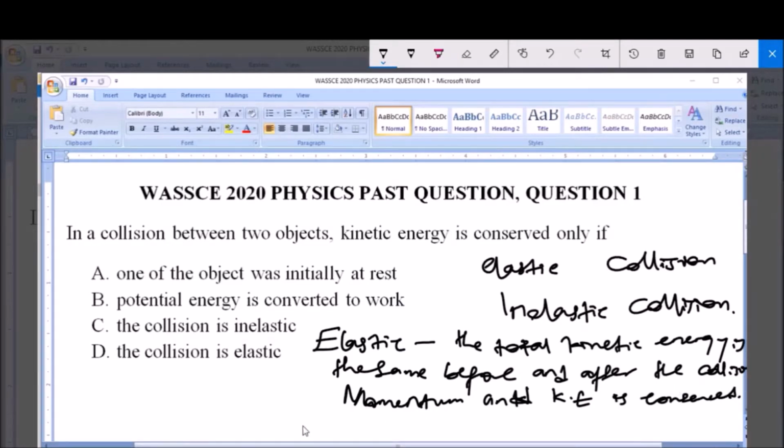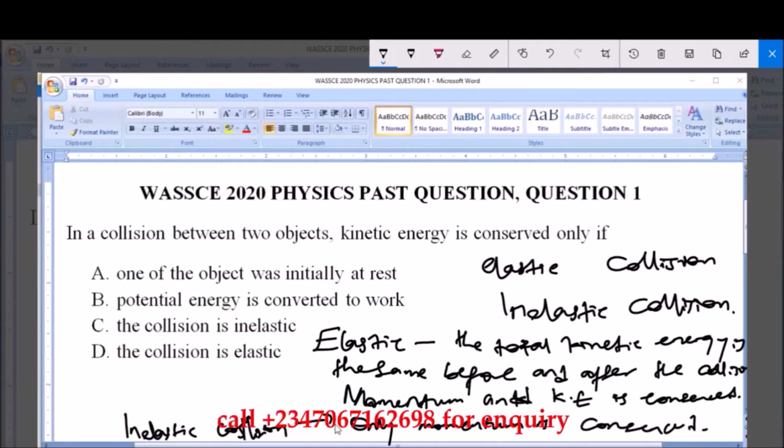Now, in an inelastic collision, only the momentum is conserved. The kinetic energy, KE, decreases after collision. So in an inelastic collision, only the momentum is conserved, but the kinetic energy decreases after collision.